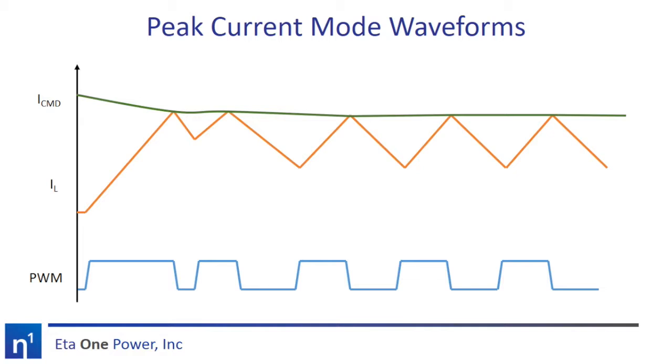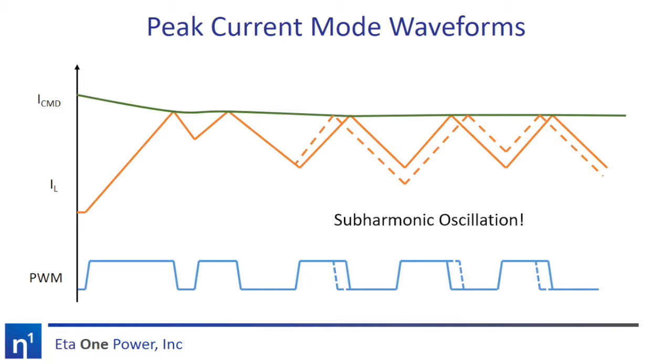One challenge with current mode control is that when the duty cycle exceeds 50%, subharmonic oscillation can occur. There will be a stable, steady-state oscillation in the current waveform as shown here. This can lead to a number of undesired consequences and should be avoided.